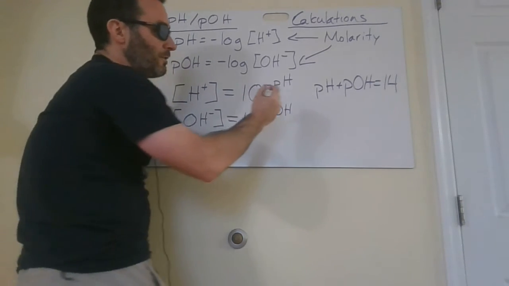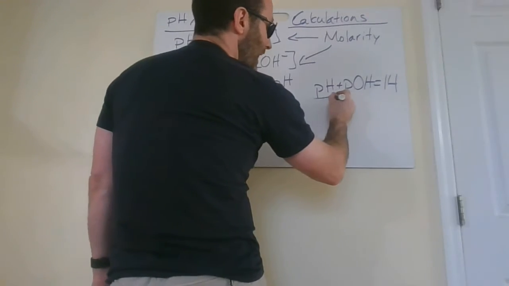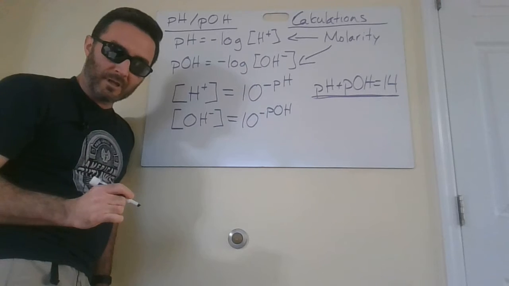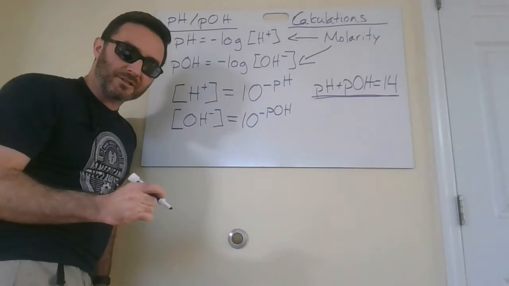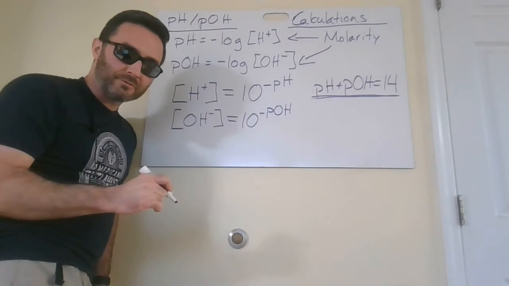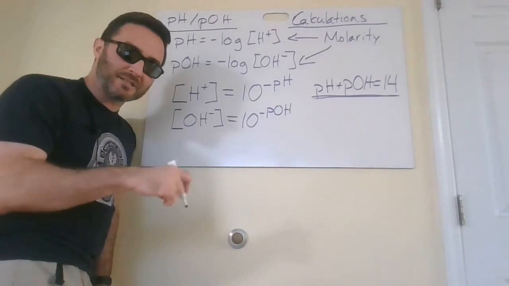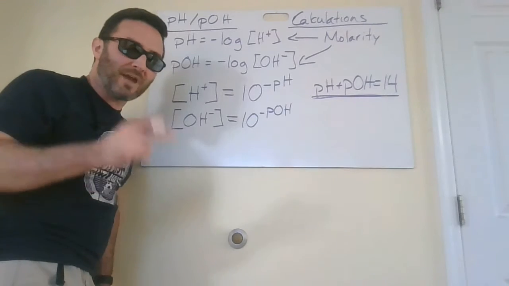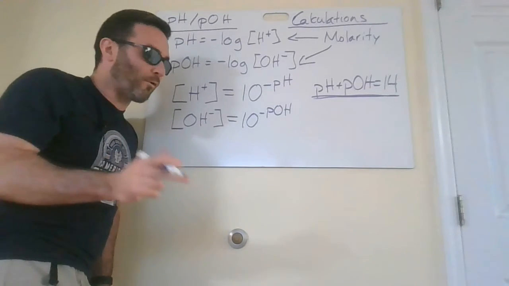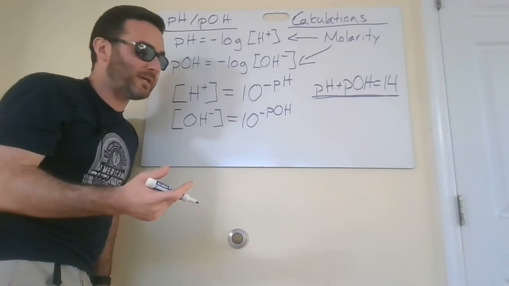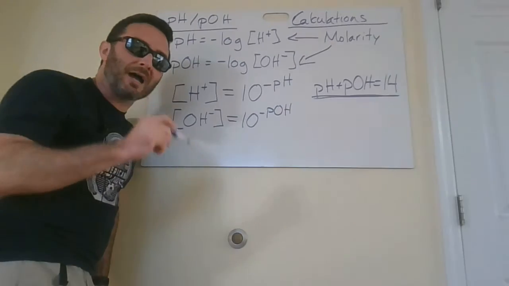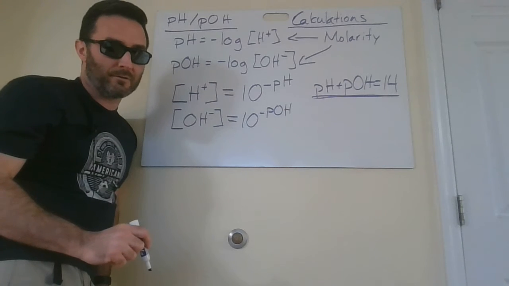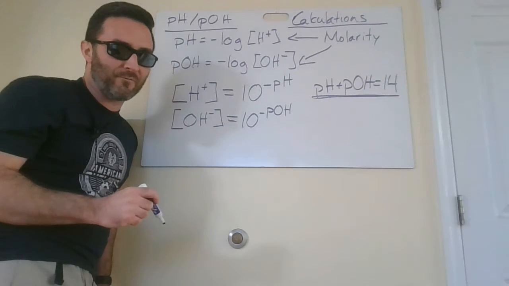And what you can do is go back and forth, saying, hey, these are 14-point scales. If I've got the pH, 14 minus the pH will give me the pOH. And if I've got the pOH, 14 minus that number will give me the pH. If you've got one number, you have the other number. You can flip back and forth all the time.